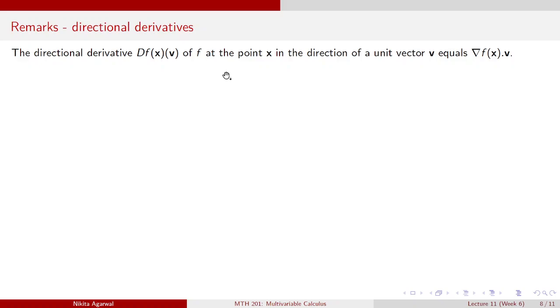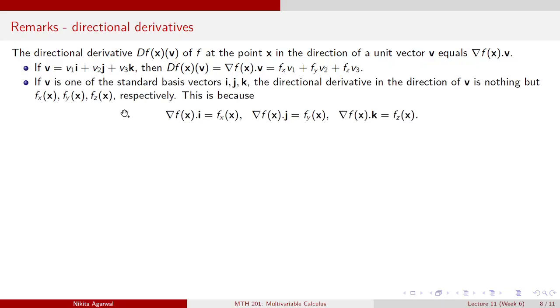So the directional derivative, recall, is given by the gradient of f dot the direction. Remember, v is a unit vector. So if v is v1 i plus v2 j plus v3 k, then by definition, what is the directional derivative? It's gradient f dot v. So gradient f has components fx, fy, fz, and v has components v1, v2, v3. So if you take the dot product, you get fx v1 plus fy v2 plus fz v3, and you evaluate it at the point x, right?